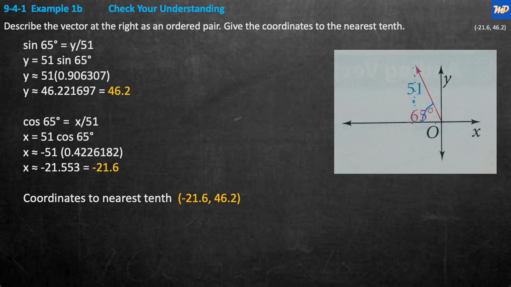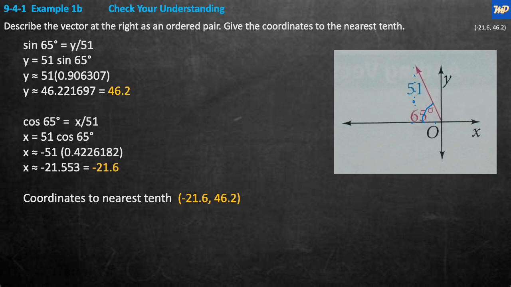So y then equals 51 times 0.906307. It's an approximate value when you get to it. And y is approximately equal to 46.221679 when you multiply the entire number out. Okay? So, or 46.2 to the nearest tenth.